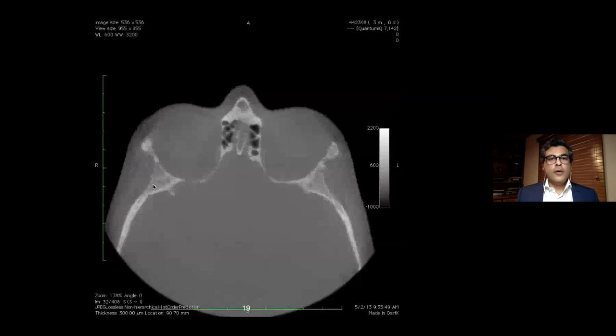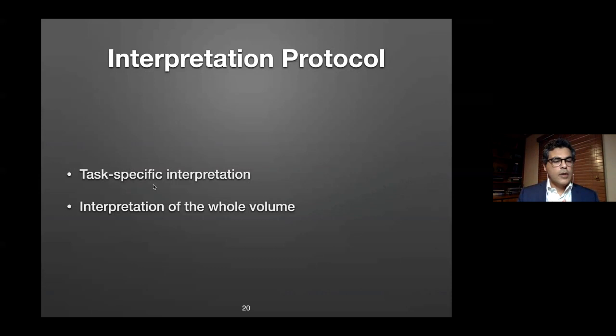The interpretation protocol. In the previous slide, you saw that we have our reconstructed or post-processed image. Now it has to be interpreted. Interpretation can broadly be classified into task-specific interpretation and interpretation of the whole volume. This is an interesting discussion. It's a very long discussion in its own right, but I'll keep it brief.